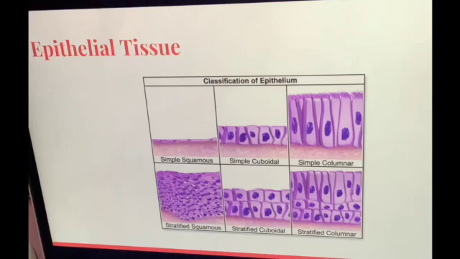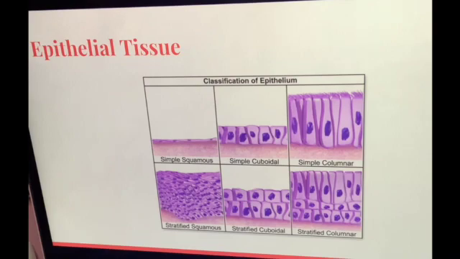First, we have simple squamous, which is a single layer of flat cells. Then we have simple cuboidal, which consists of a single layer of cuboidal cells that have large, spherical, and central nuclei. Then we have simple columnar, which is a single layer of columnar cells with oval-shaped nuclei. Then we have stratified squamous. Stratified squamous is flattened and more compacted squamous cells.